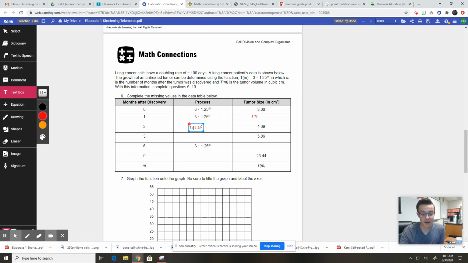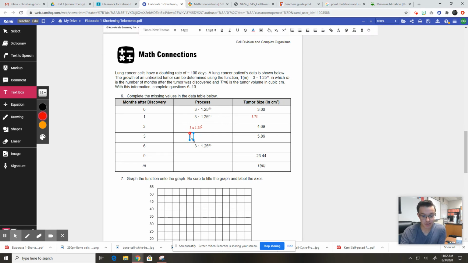So 3 times 1.25 squared, let's put that into our calculator. 1.25 squared times 3 gives us 4.69. Double checked, and that is the correct answer. So here you can see it's actually getting even bigger in size. So that's a little scary.